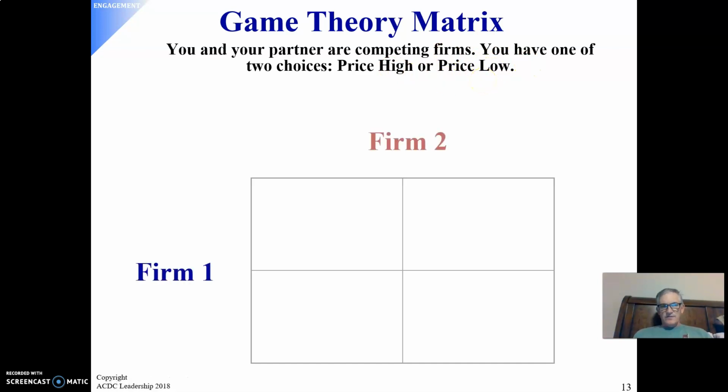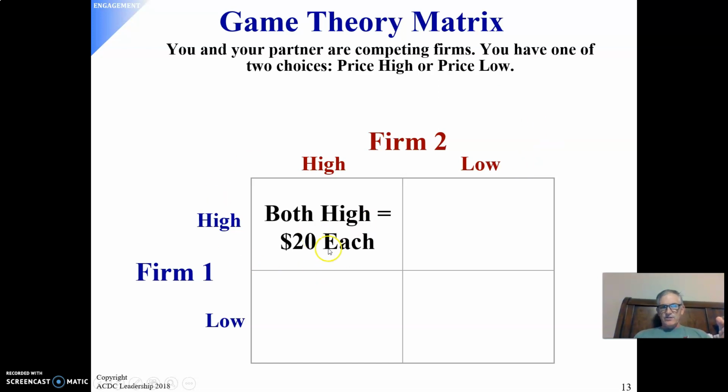Well, firm one, firm two, high, low, high, low. Obviously, if both of you priced high, you're going to end up making $20 profit each. And if you both price low, you would only make $10 profit each. So if we just look at these two scenarios, let's imagine you had an opportunity to talk to your partner. You guys would go, well, let's both price high because we're going to make $20 in profit each if we were to both price high. And that would be fine.